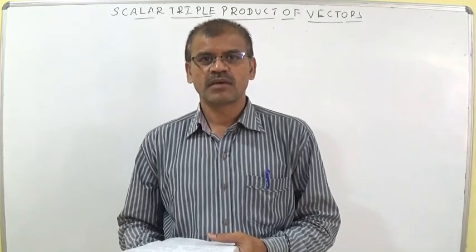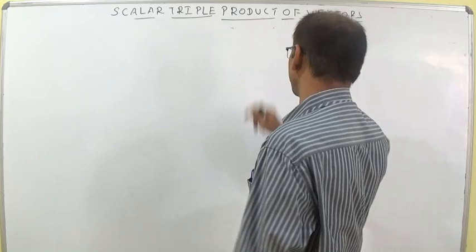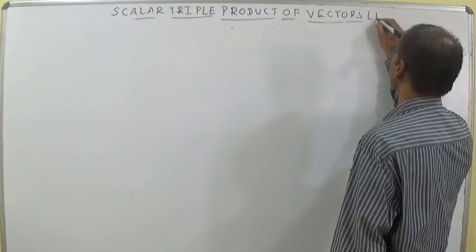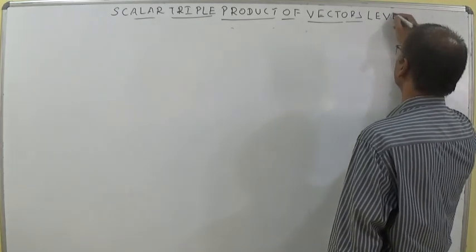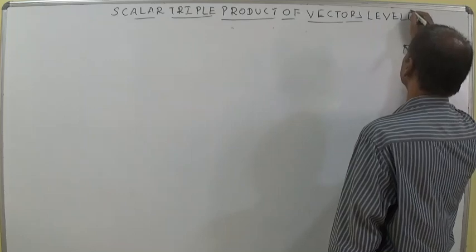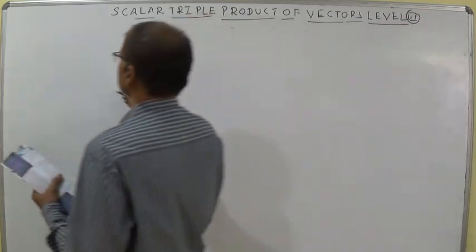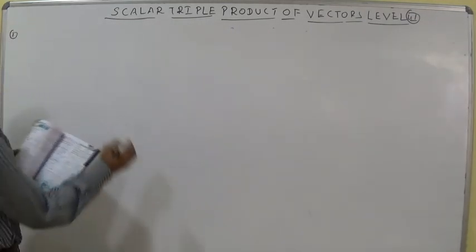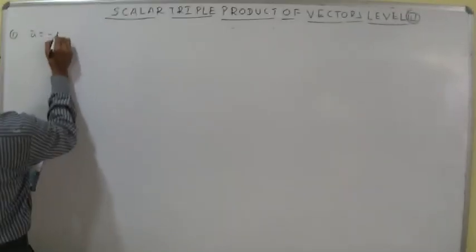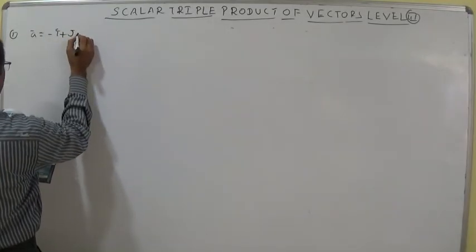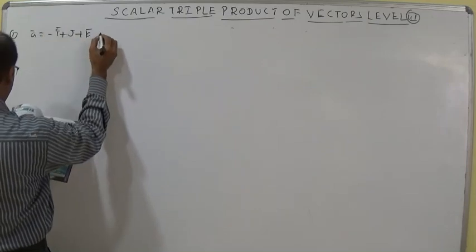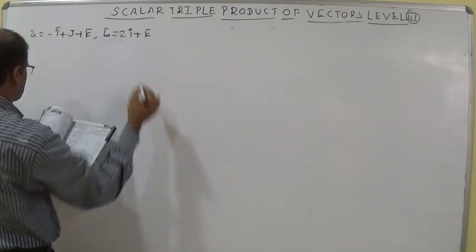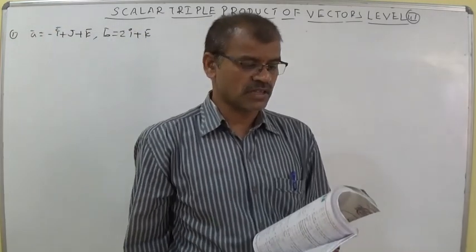Students, now we are in the topic of scalar triple product of vectors. In the previous class we discussed level 2, and now we are going to discuss level 3. First question: A bar is equal to minus i plus j plus k. This is the first vector. And B bar is equal to 2i plus k. This is the second vector. Then the vector C bar satisfies the conditions.